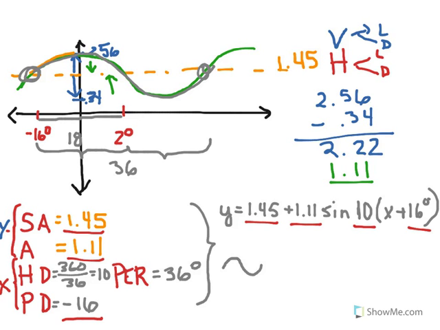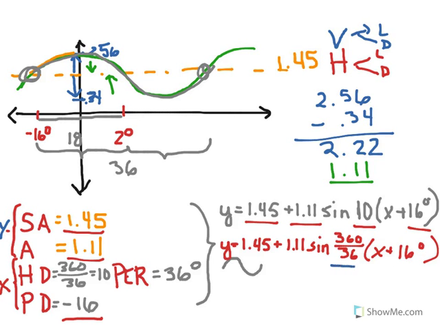There's another way you could write the problem down, which would be correct. It could also look like this. Instead of simplifying the horizontal dilation, you could write it like this. I actually prefer it this way, because when you write the horizontal dilation that way, you can see the period, because it's on the bottom of the fraction.